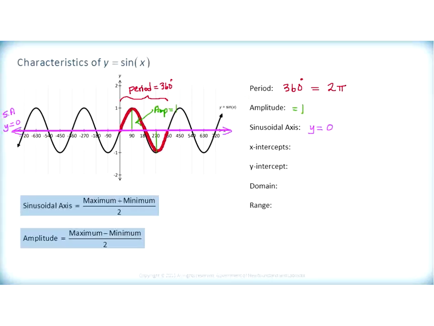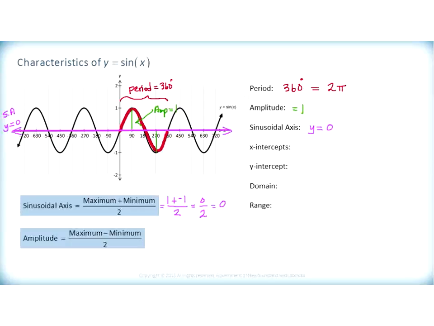You have two formulas that you can also use to determine the equation of the sinusoidal axis and the amplitude of the function. You learned these in the chapter where the sinusoidal axis is equal to the maximum value plus the minimum value, divided by 2. Here the maximum value of your function is 1. The minimum value is -1. So you have 1 plus -1 divided by 2 equals 0 over 2, which is just equal to 0. So the sinusoidal axis passes through y equals 0.